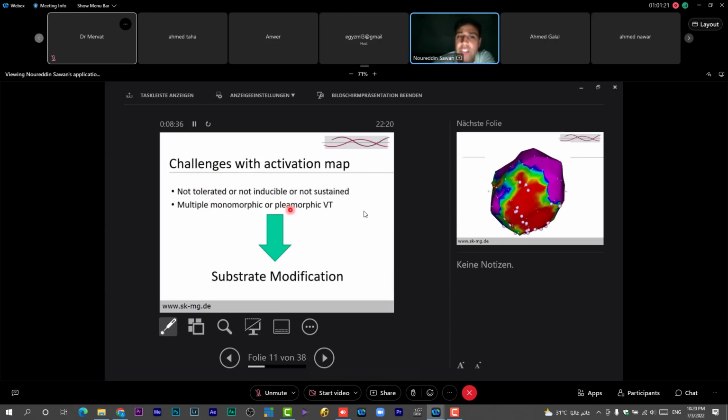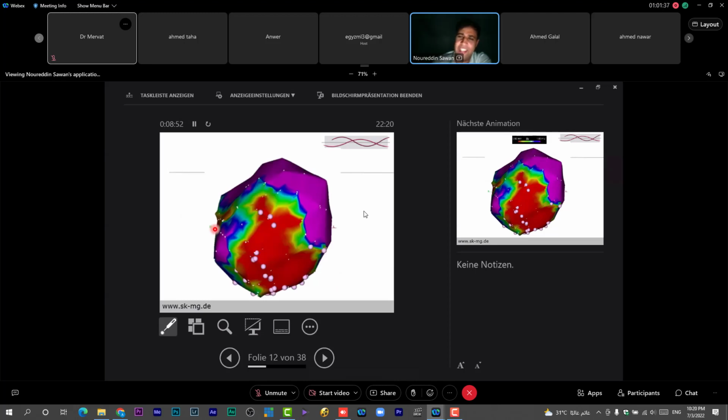We also have some challenges with activation mapping. Very often we have multiple monomorphic or pleomorphic VTs. And in this case, we have to perform substrate modification. Substrate modification was very nicely explained by Dr. Ahmed.